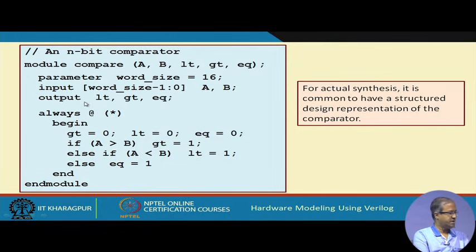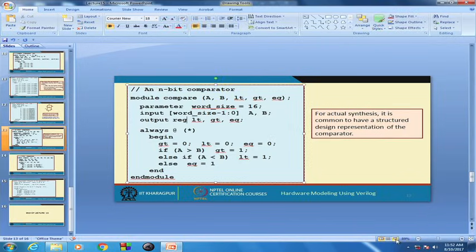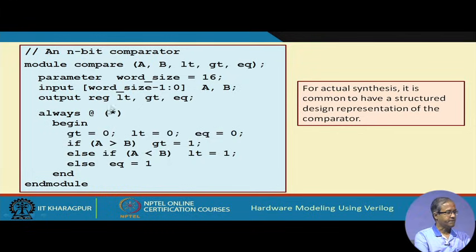out. Actually, this will be output range. Let me just correct it. This will be output range. Fine. So, here again in the always I put a start if any of the input changes.